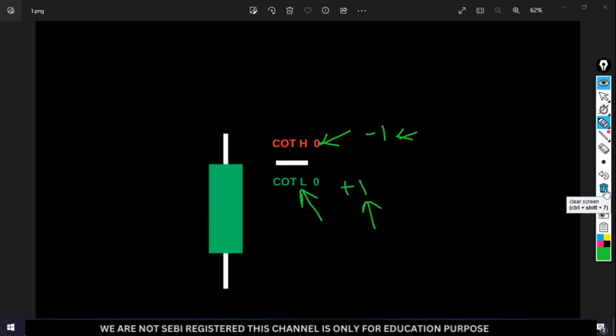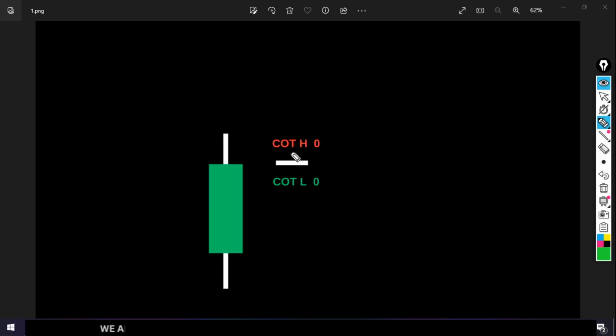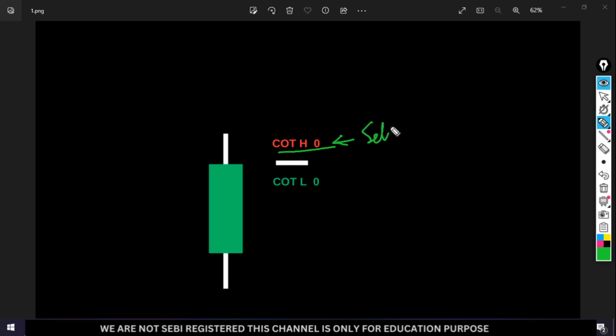Let's see the next topic. Here we have seen the COT high that represents the sellers, and the COT low that represents the buyers, right? Then we will take some small movements and see how it affects the COT low and COT high values whenever the candle makes some changes, and how these buyers and sellers come inside this candle.